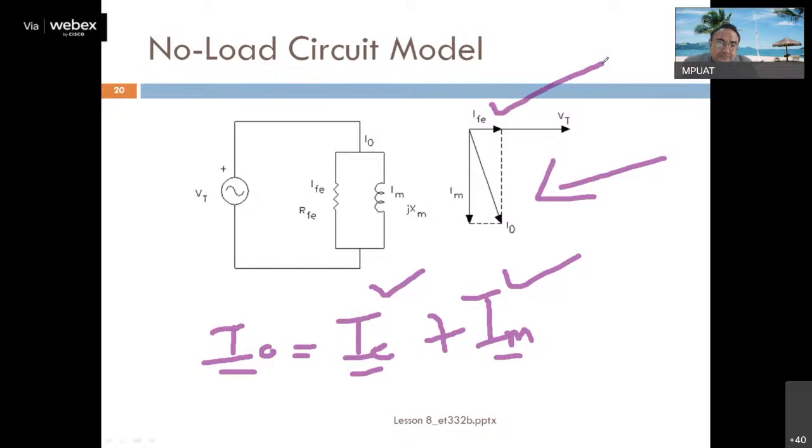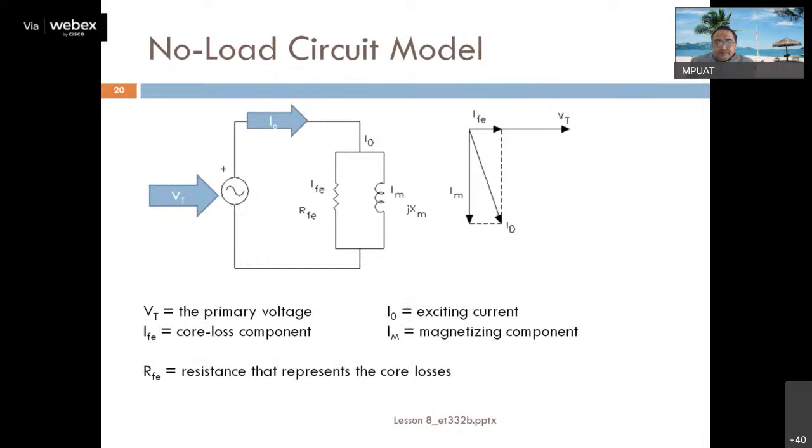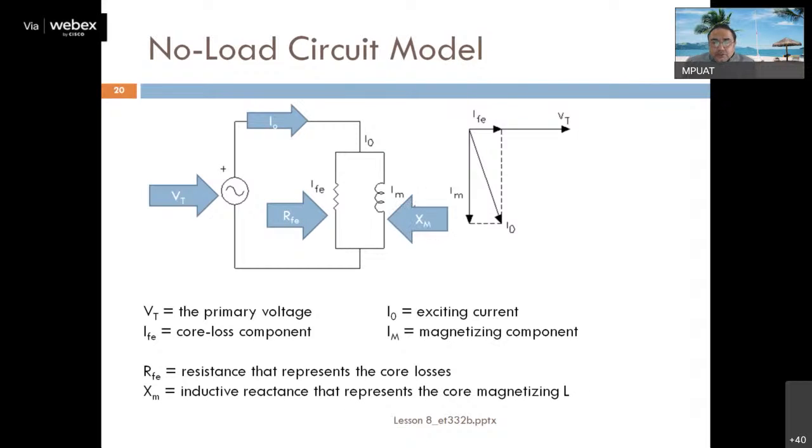Now comes another thing: how to represent the equivalent circuit diagram of a transformer at no load. I have shown you, this is the equivalent circuit. So this diagram is the equivalent circuit.